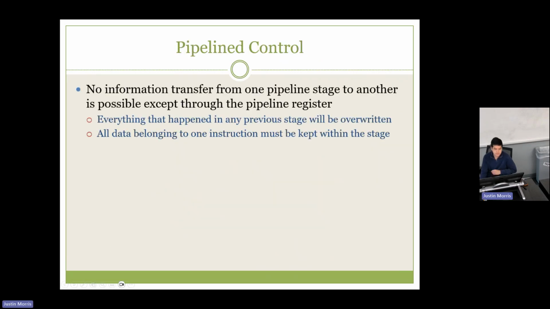All right, so we can now move on to pipeline control. No information transfer from one pipeline stage to another is possible except through those pipeline registers. And that's for now. We'll talk about how this is going to be possible in the future. So that means that everything that happened in any previous stage will be overwritten, right?